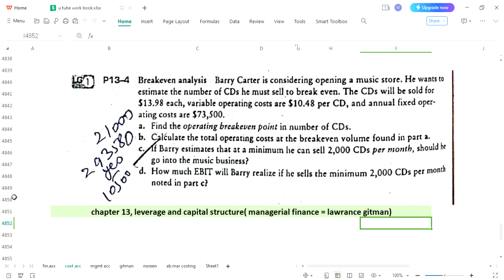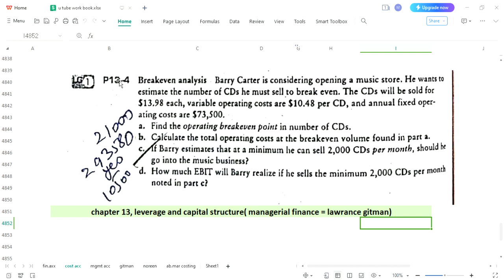Today's target is to solve question number 13.4. The chapter which we are related with is leverage and capital structure. Managerial finance is our book by Gitman, and I have tried to mention this information over here so that you can have a complete, comprehensive idea of what we are doing right now.